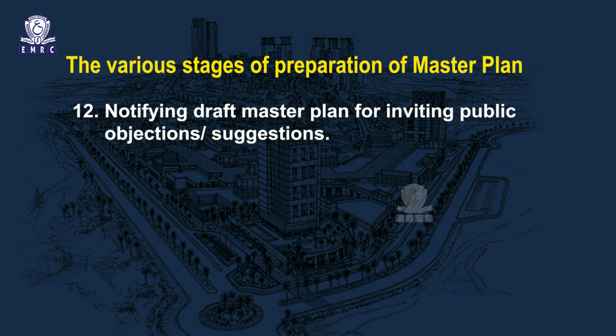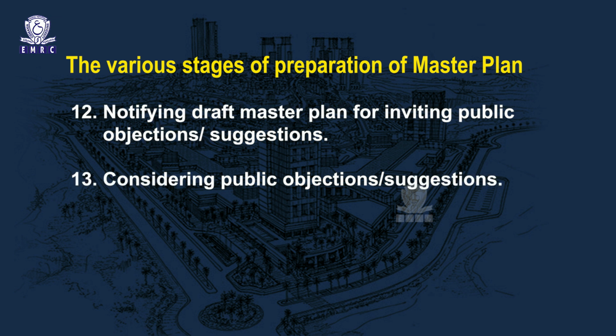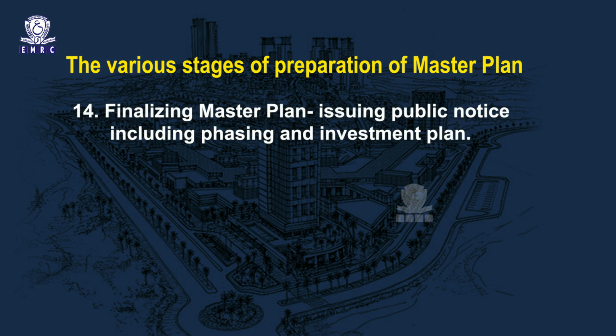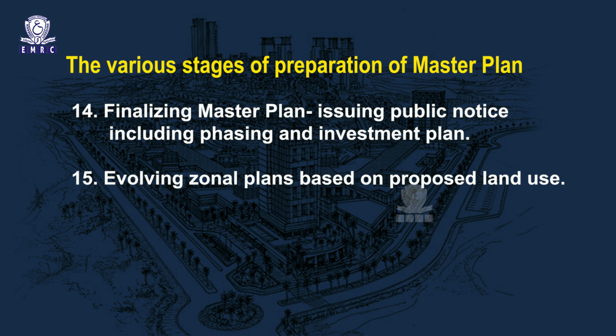12thly, notifying draft master plan for inviting public objections or suggestions. This is followed by considering public objections and suggestions. This stage is followed by finalizing master plan, issuing public notice, including phasing and investment plan. The next phase, and the last one, is evolving zonal plans based on proposed land use.